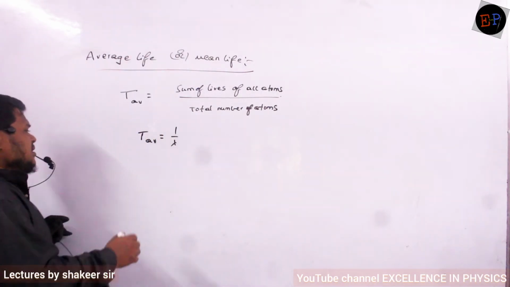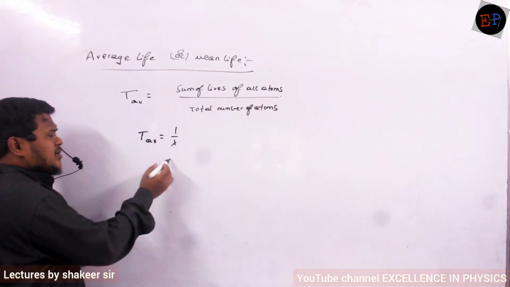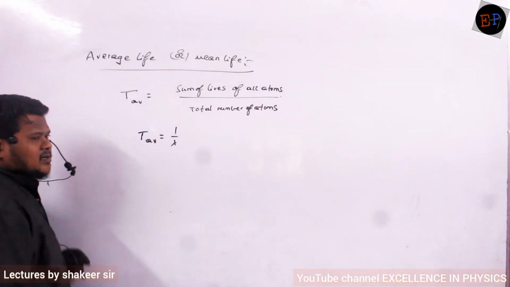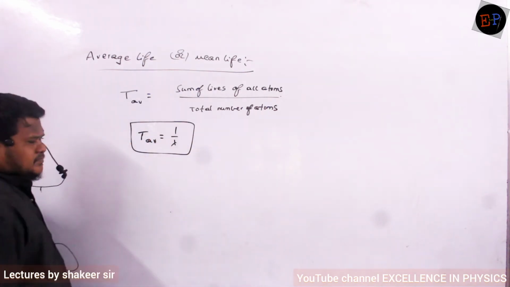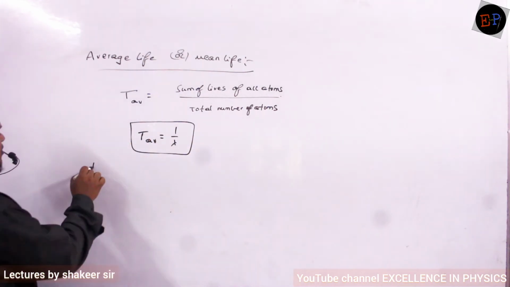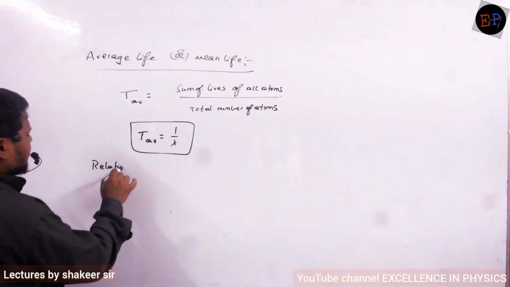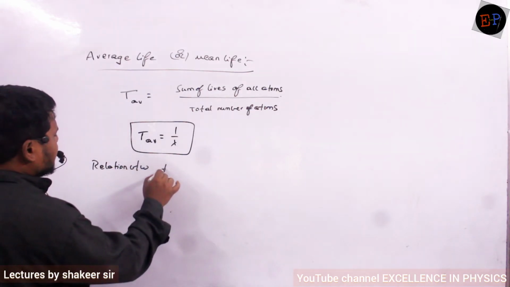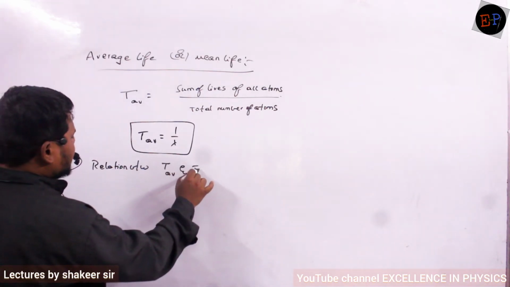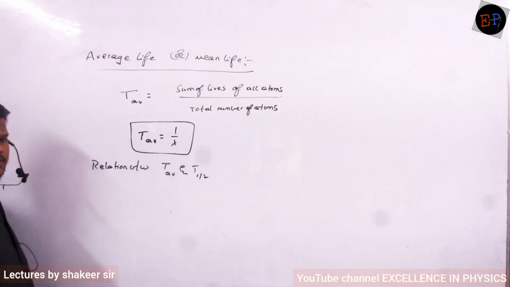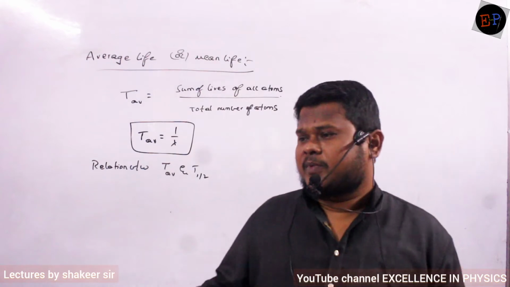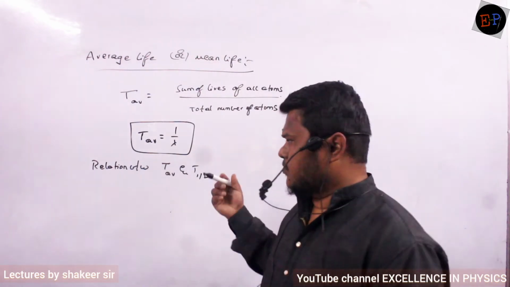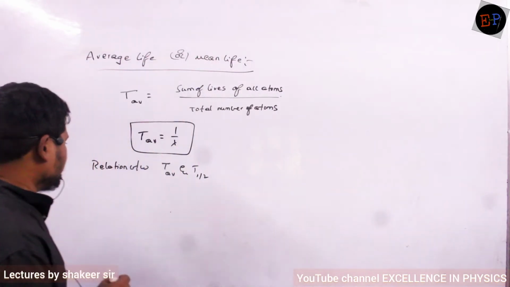The relation between average lifetime and decay constant: T average is exactly equal to the reciprocal of lambda. Similarly, I want to calculate a relation between T average and T half. T average means average lifetime, and T 1 by 2 means time taken for half lifetime. I want to derive a relation between them. How can I derive? Let us see.